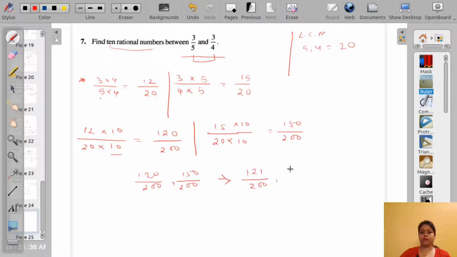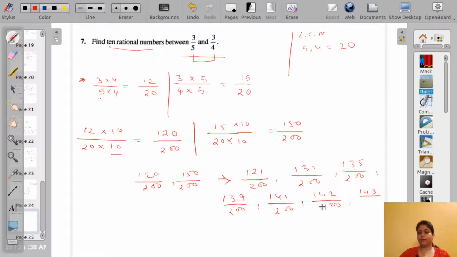121 by 200, 131 by 200, 135 by 200, 139 by 200, 141 by 200, 142 by 200, 143 by 200, 144 by 200, 145 by 200. So how many numbers have we got? 3, 4, 5, 6, 7, 8, 9. Now, one more. We can write 149 by 200. So these are the 10 rational numbers that we have found between 3 by 5 and 3 by 4.